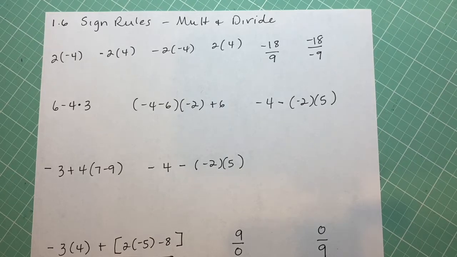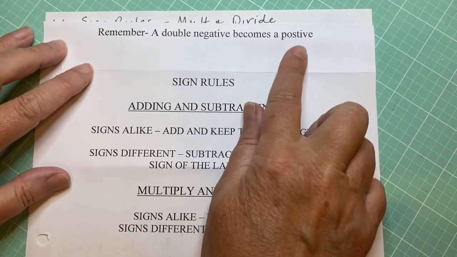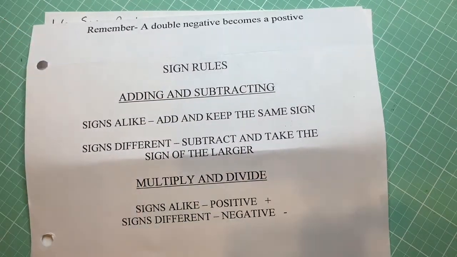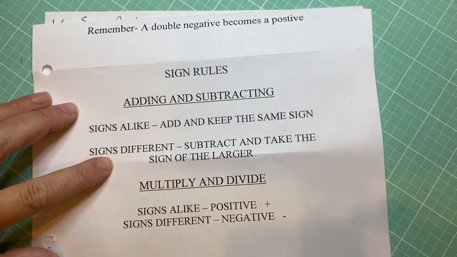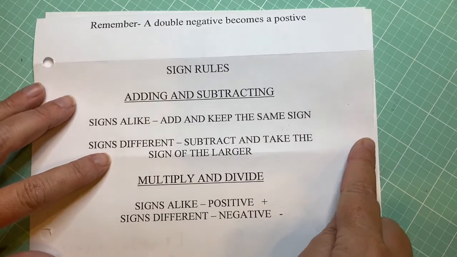Okay, today we're looking at 1.6, which is more sign rules. Today we're going to look at multiplying and dividing. So same note sheet here. So we learned a double negative becomes a positive. We learned when we're adding and subtracting, if the signs are alike, you add and keep the same sign. If the signs are different, you subtract and take the sign of the larger. Again, this is available on Blackboard if you want to download it.